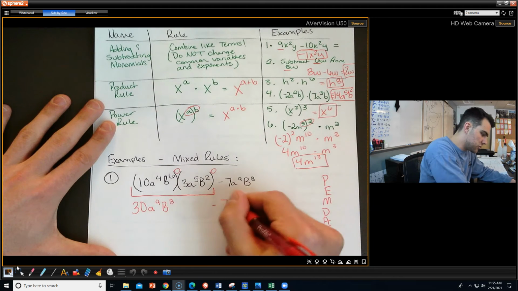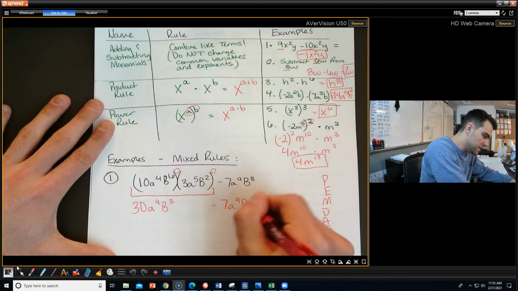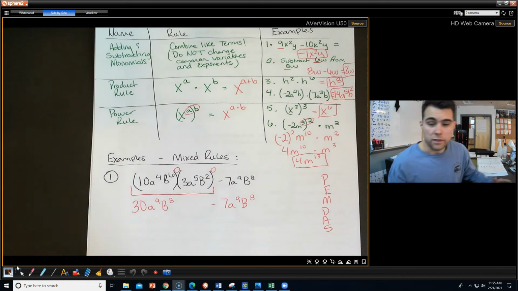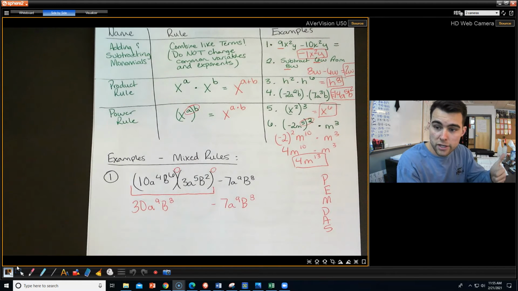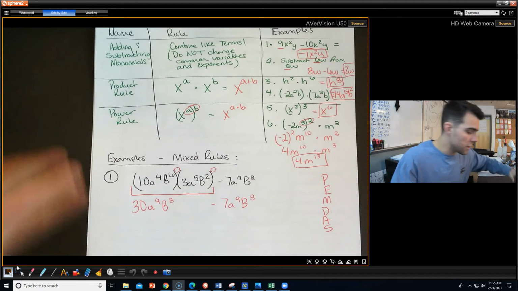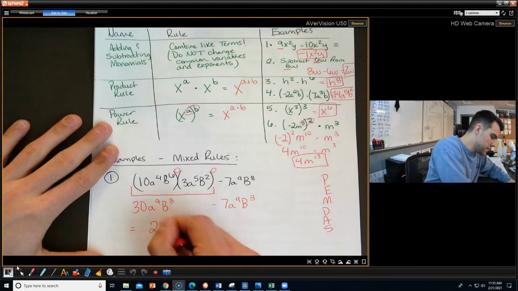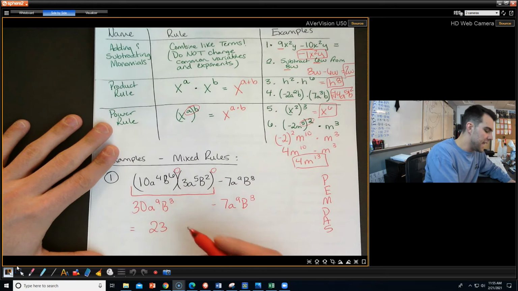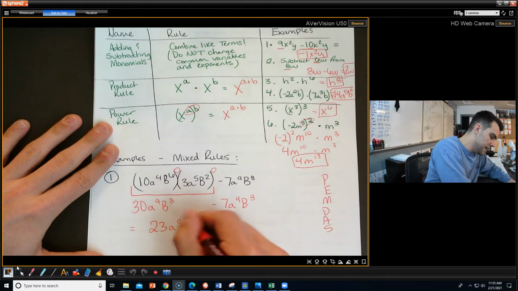And then we're going to look to subtract the 7a to the 9th, b to the 8th. And you look and you say, are they like terms? Do they have the same variables and exponents? And yes, they do. Okay, so that's good. So all we have to do now is do 30 minus 7 and get 23. And it would be 23 a to the 9th, b to the 8th.